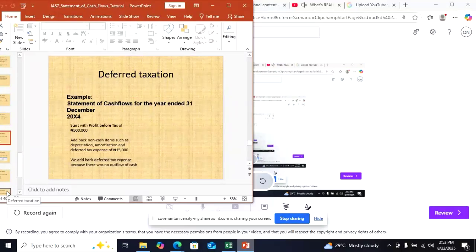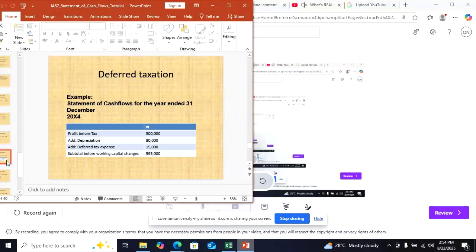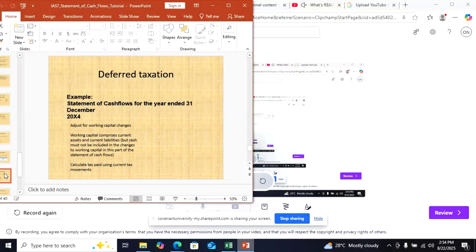We have to start preparing our statement of cash flows for the year ended 31st December 2024. We start with profit before tax of 500,000. Then we add back non-cash items such as depreciation, amortization, and deferred tax expense of 15,000 naira. We also add back the deferred tax expense because there is no outflow of cash. So that is going to be giving us profit before tax, add depreciation, add deferred tax expense to get the subtotal before working capital changes of 595,000 naira.